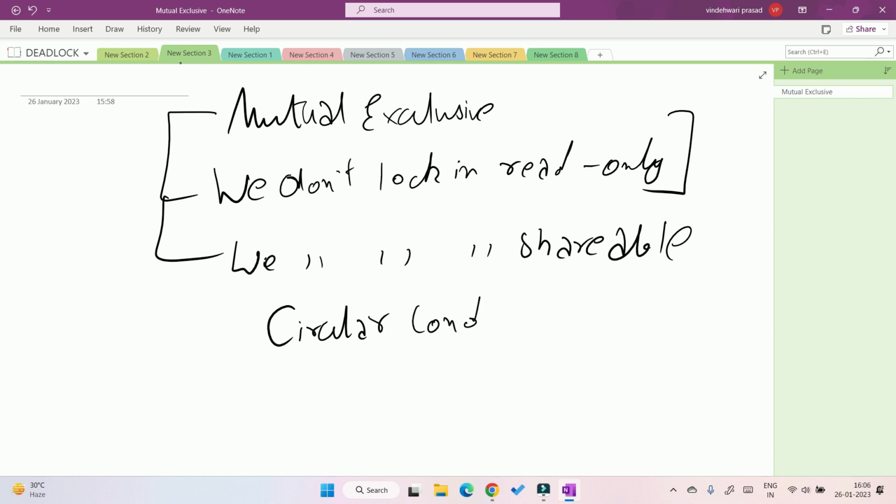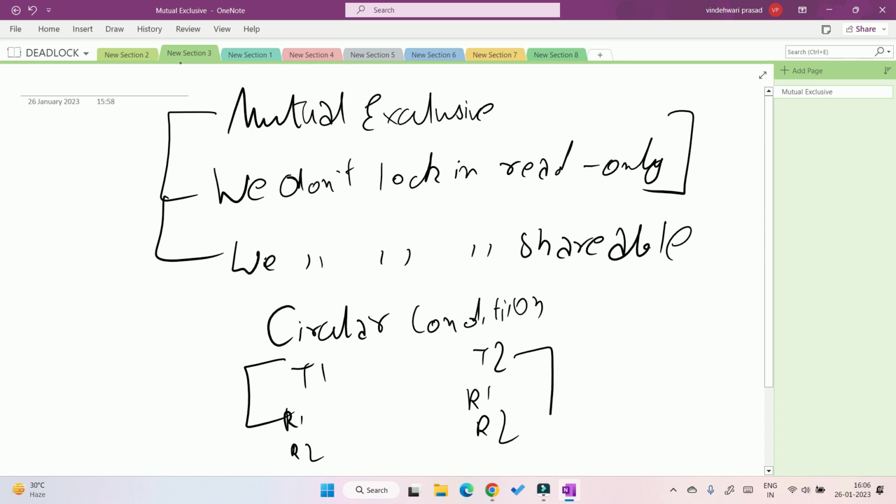Next one is circular condition. So in circular condition, what happens? Suppose T1 and T2 are two threads. T1 needs resources R1, R2. T2 also needs resources R1 and R2. So what will happen? T1 occupies R1, T2 occupies R2. Now T1 waits for R2 and T2 waits for R1. Now it becomes a circular condition.